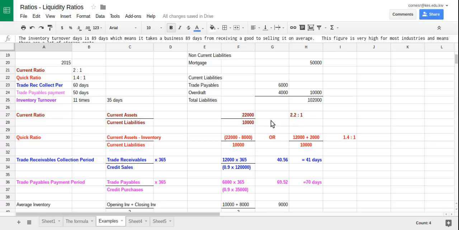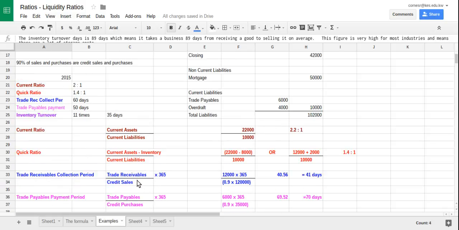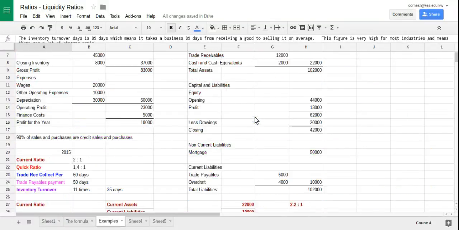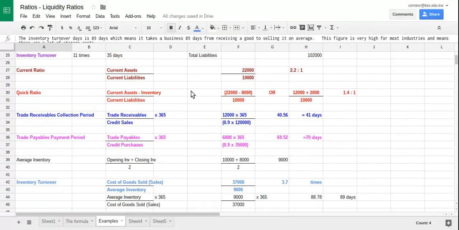Quick ratio is a similar type of calculation, but here we just use, in this case, the trade receivables and the cash and cash equivalents. We ignore inventory. So you can either think about it as being current assets minus inventory, all over the current liabilities, or you could just add together the remaining current assets. Either way, it comes to 1.4 to 1.